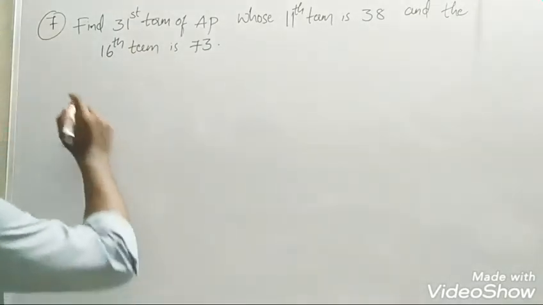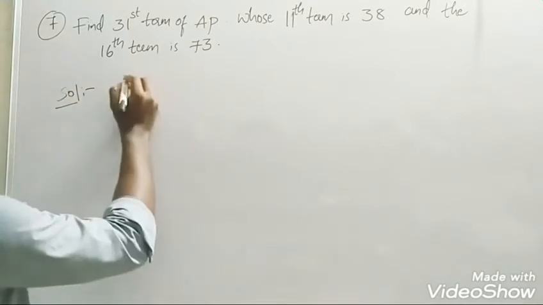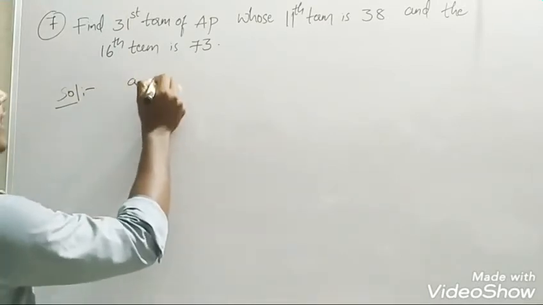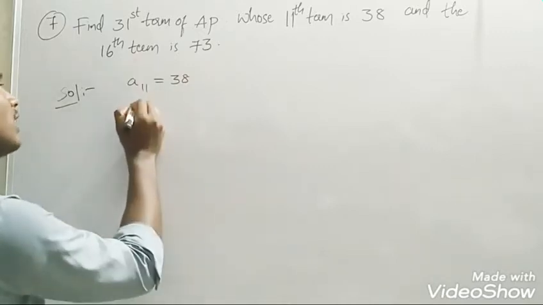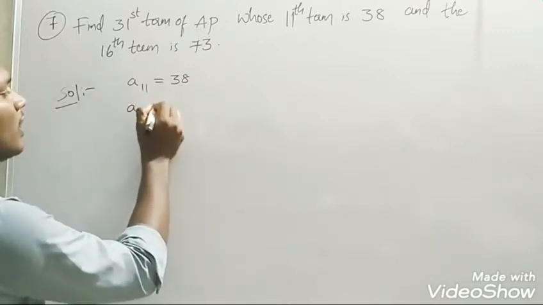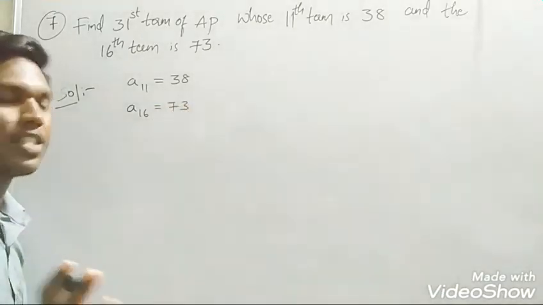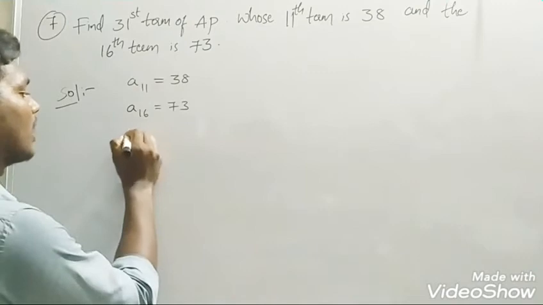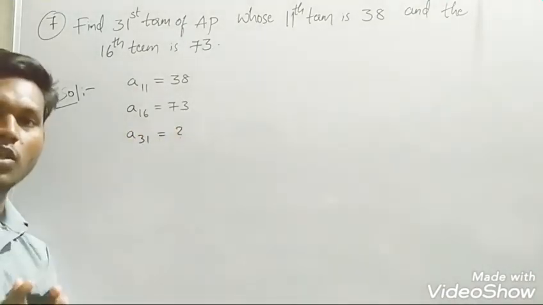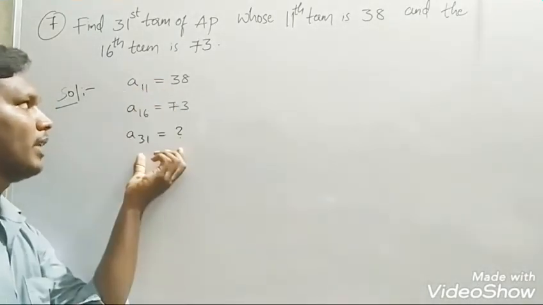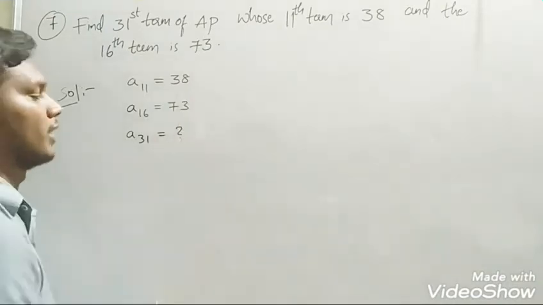So first write whatever data he has given. He has given the 11th term, so A11 is equal to 38, and also he has given the 16th term, that means A16 is equal to 73, and he is asking us to find the 31st term, so A31 is equal to question mark. Hope you understood. So write the data.